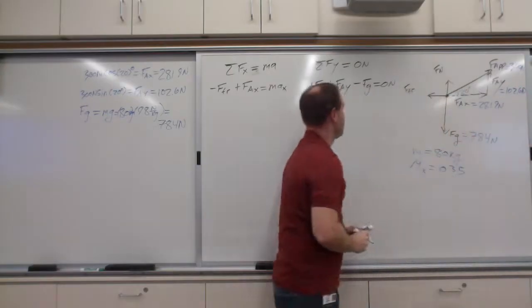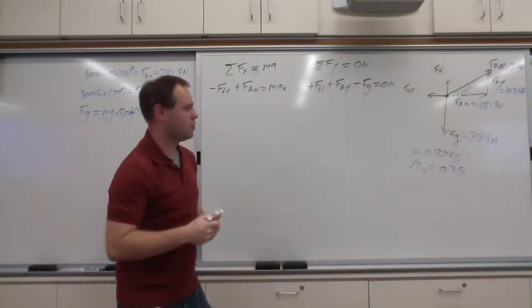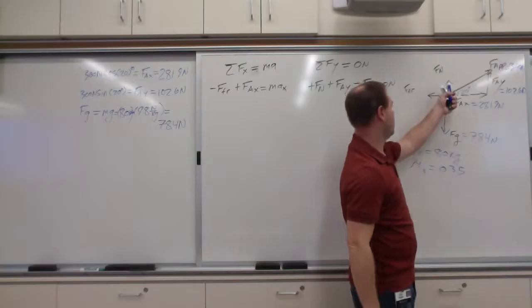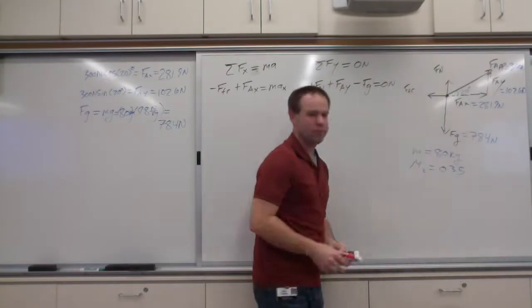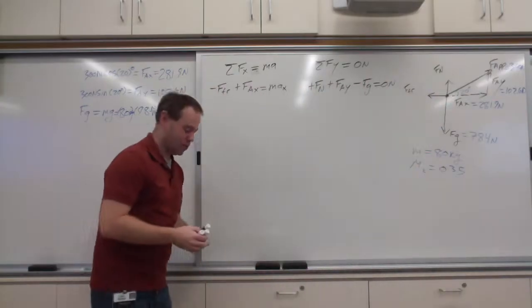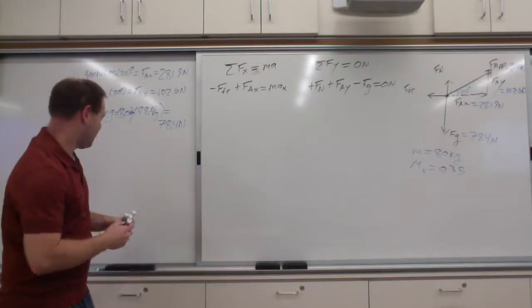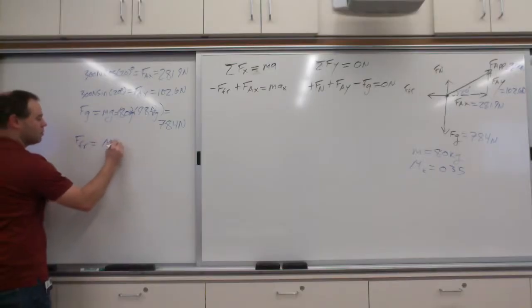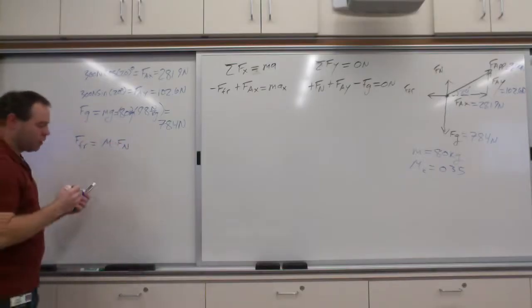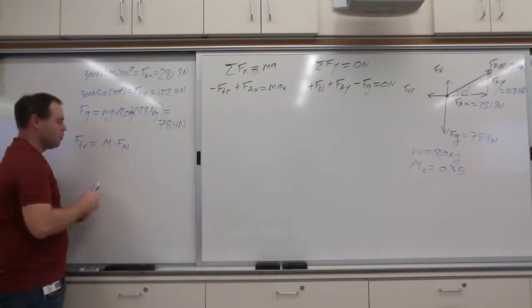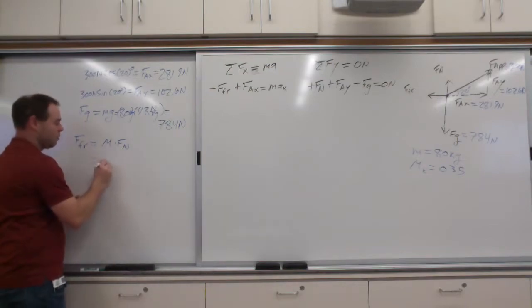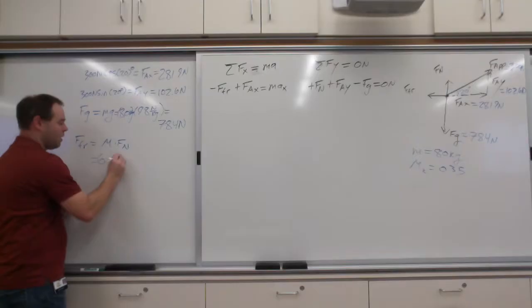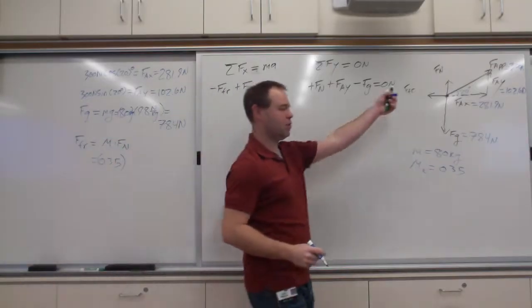Okay, so now we can come back and ask ourselves, all right, in the y direction we've got one unknown, and in the x direction we've got one unknown. Actually, we have an equation for force friction. Let's go ahead and give that a shot and see what happens. So if I write out my force friction equation, it's force friction equals mu times force normal. What I'm going to discover is I've got the mu, I know that value, that is 0.35, but I don't know the normal force. That's unknown at this point.